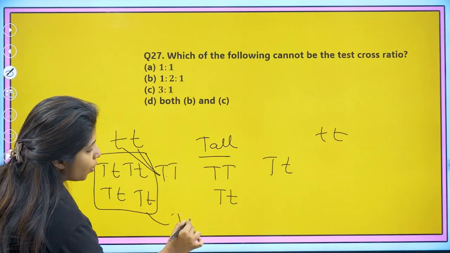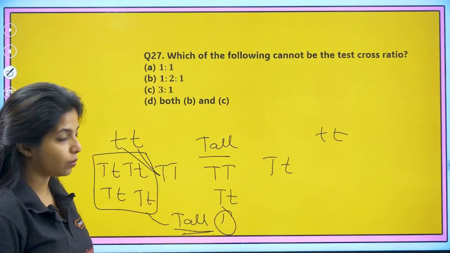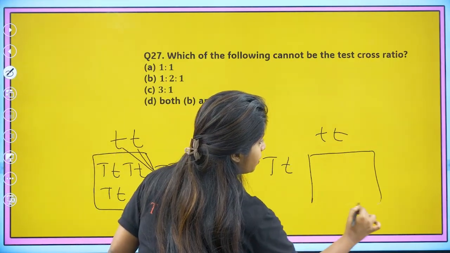All of them would be what? Tall. So the ratio is just 1. Over here the ratio would be just 1. Otherwise the other thing that can happen is this.